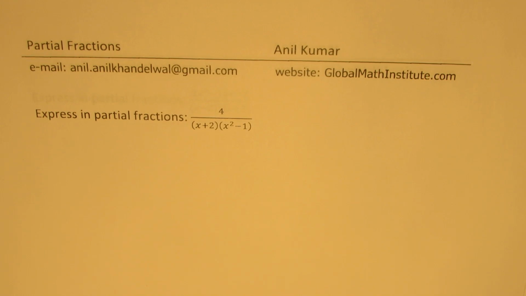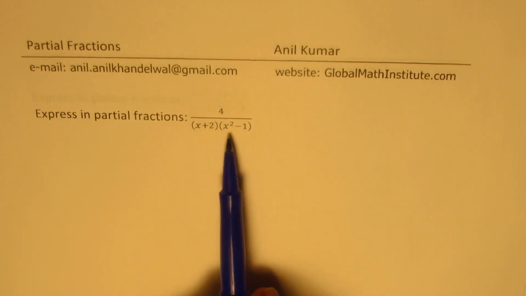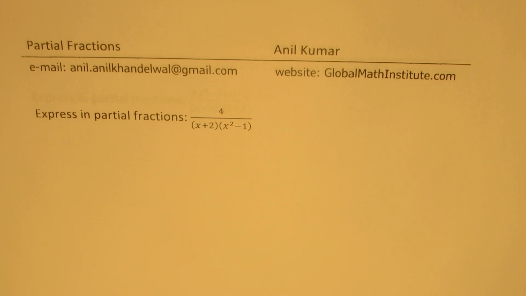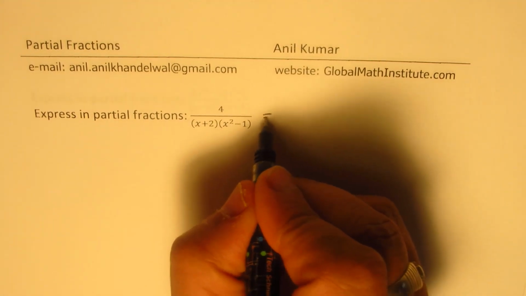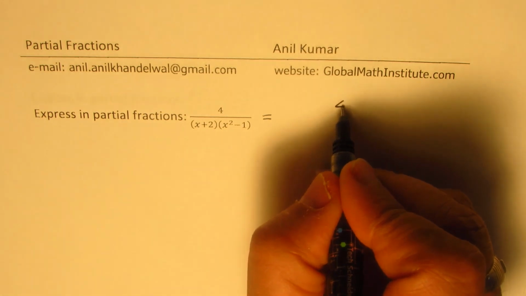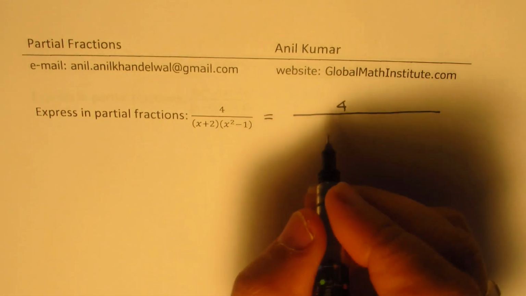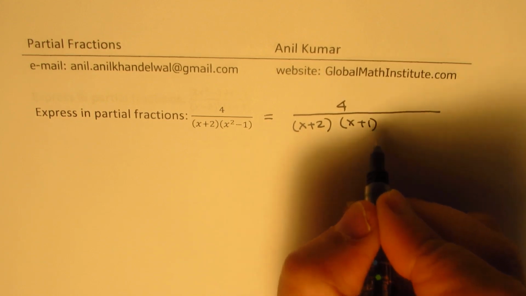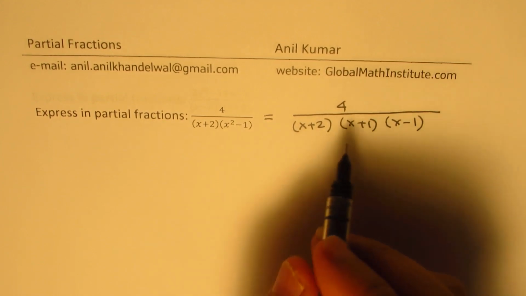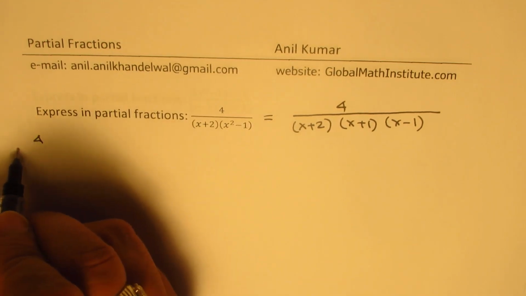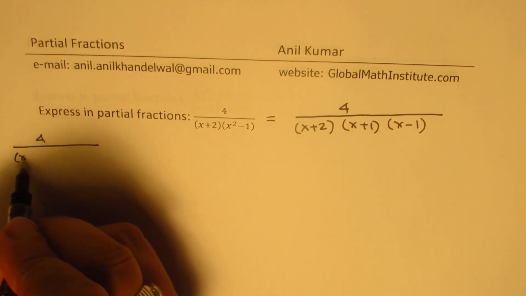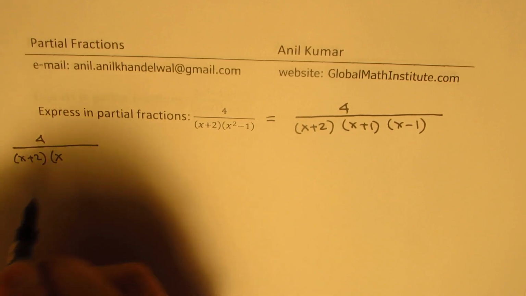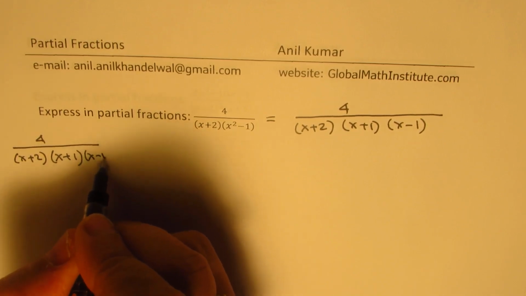Now in this case, we have 4 over x plus 2 divided by x squared minus 1. So that is relatively simple. I'd like you to pause the video, answer this one, and then look into my suggestions. So we'll first factor the denominator completely. So we have this as 4 over x plus 2 times x plus 1 times x minus 1.